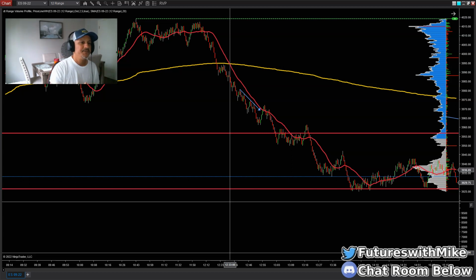If price broke through an area of structure to the downside and pulls back to an area of supply, I'm looking to go short. Okay, so I want to follow the overall trend. I want to be in the direction of the momentum of the actual market.